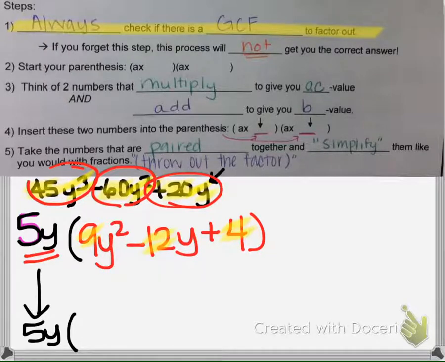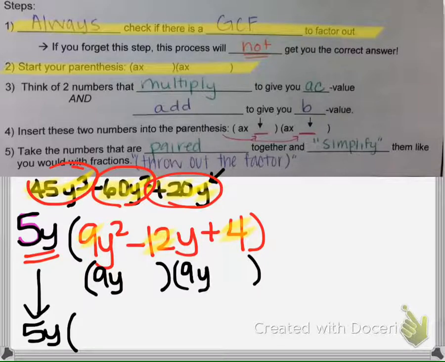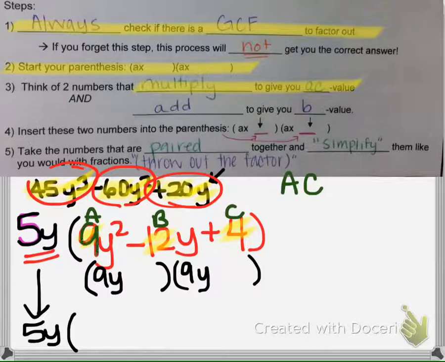So we need to start our parentheses with our ax term. We're going to put 2 parentheses here, and we're going to put 9y and 9y. And then the next part is we're going to multiply a and c. So this is our a, this is our b, and this is our c. We're going to take our a, which is 9, and our c, which is 4, and multiply them, and write down the factors of 36.